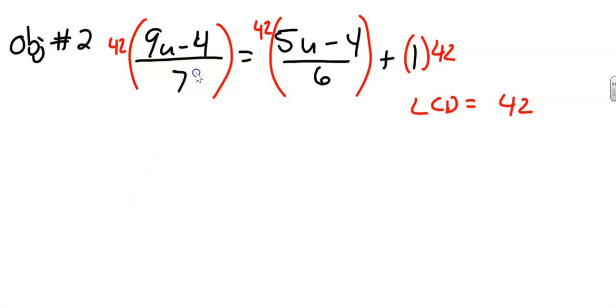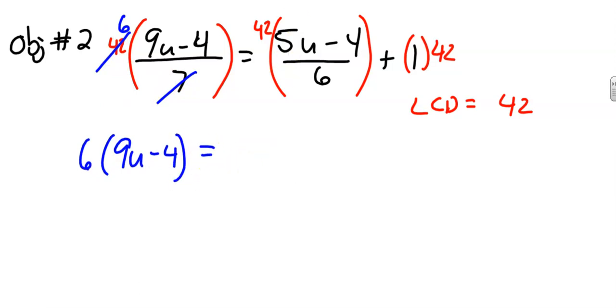Okay, with the 42 and the 7, those will cancel out and leave you with 6, because 7 will go into 42 6 times. So you've got 6 times (9u minus 4) equals... 6 will go into 42 7 times. So 7 times (5u minus 4). And then 1 times 42 is just 42.